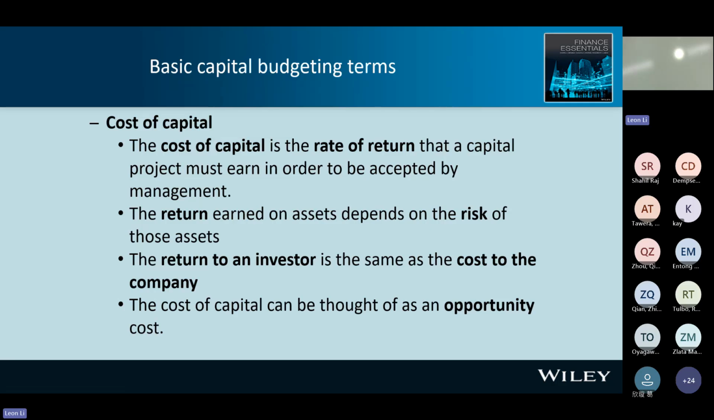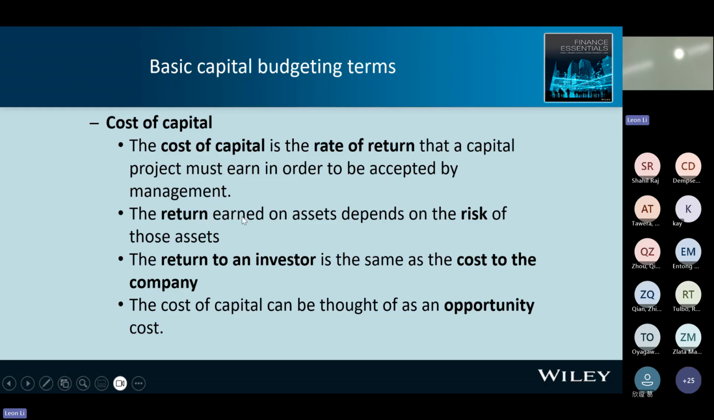Okay, next slide, we show you the capital budgeting terms. So basic capital budgeting terms. To do the capital budgeting, we need the information. So here we show you the detail about the information we need. The first information is cost of capital. All right. So we need to use the cost of capital to do the project valuation. Cost of capital is the rate of return that a capital project must earn in order to be accepted by management. So cost of capital is a rate of return.